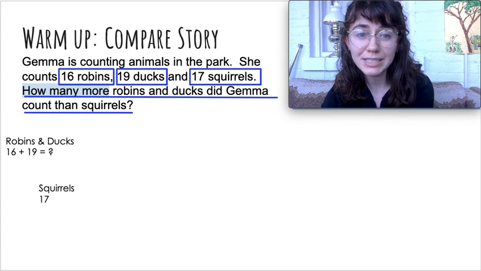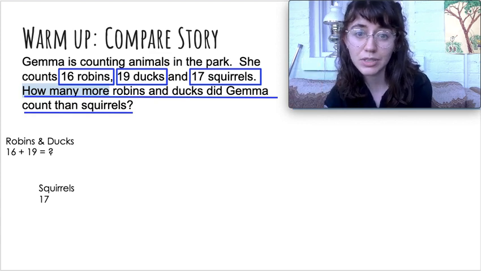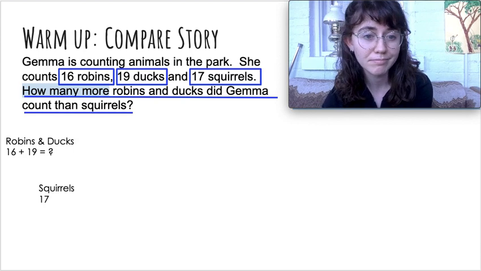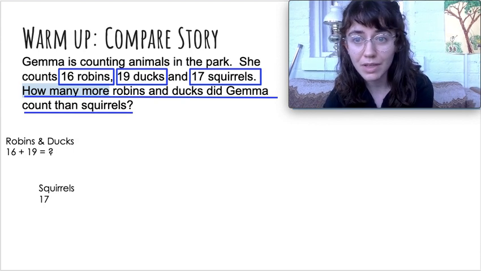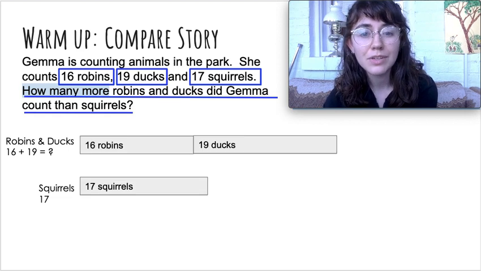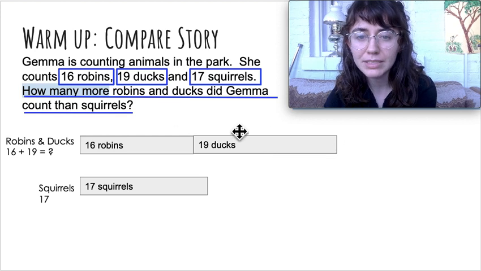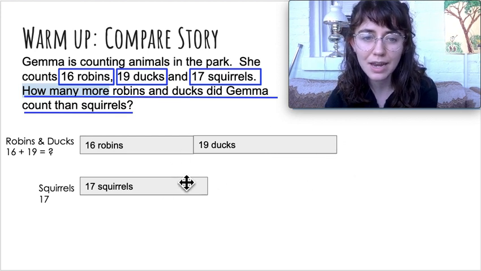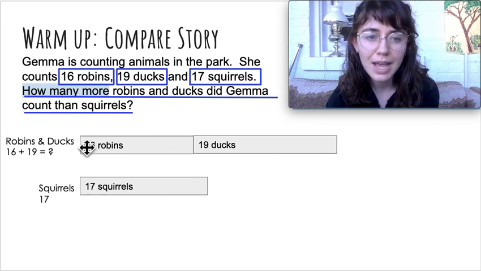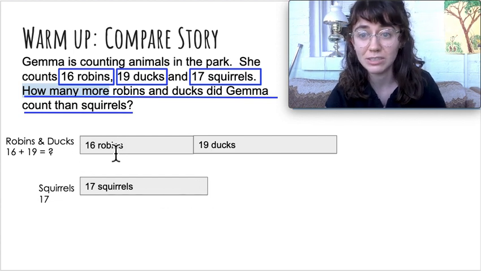So robins and ducks is 16 robins plus 19 ducks, and then squirrels is just 17 squirrels. And I'm not going to solve that right now. I'm just kind of taking notes. So now I'd want you to draw a box for the 16 robins, a box for the 19 ducks, and then a box for the 17 squirrels. I lined this up right at the start, and then 17 squirrels goes just a little farther because 17 is more than 16.